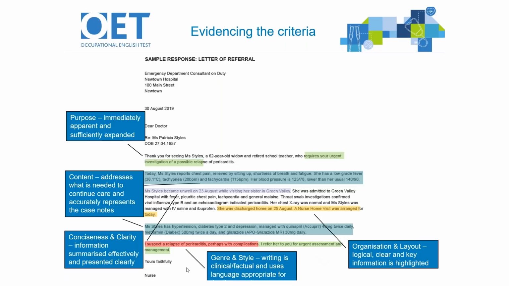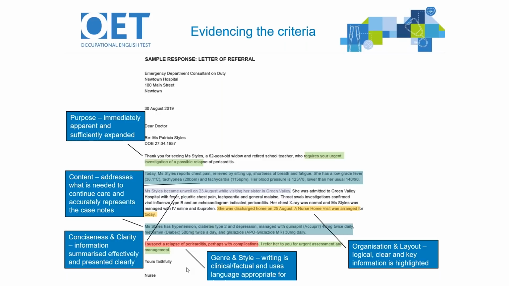Organisation and layout is checking whether the letter is logical, clear, and the key information is highlighted. So as well as the earlier parts of this session, looking at how the paragraphs are well structured and it's clear from the initial phrase what the content of each paragraph is going to be. This sample letter also includes time phrases to assist the reader to understand the timeline of events. So we've got phrases like today, the 23rd of August, the 25th of August, and so on.